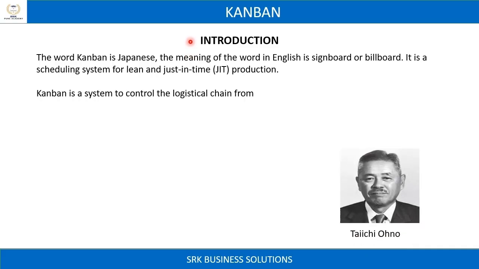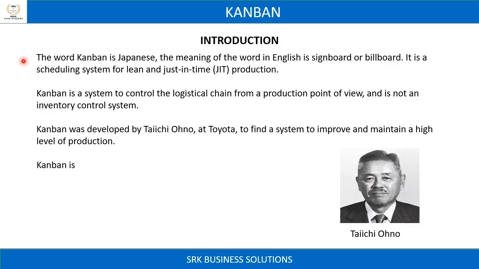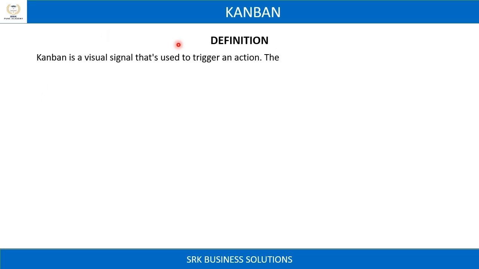The word Kanban is Japanese. The meaning of the word in English is signboard or billboard. It is a scheduling system for lean and just-in-time production. Kanban is a system to control the logistical chain from a production point of view and is not an inventory control system. Kanban was developed by Taiichi Ohno at Toyota to find a system to improve and maintain a high level of production. Let's see definition.